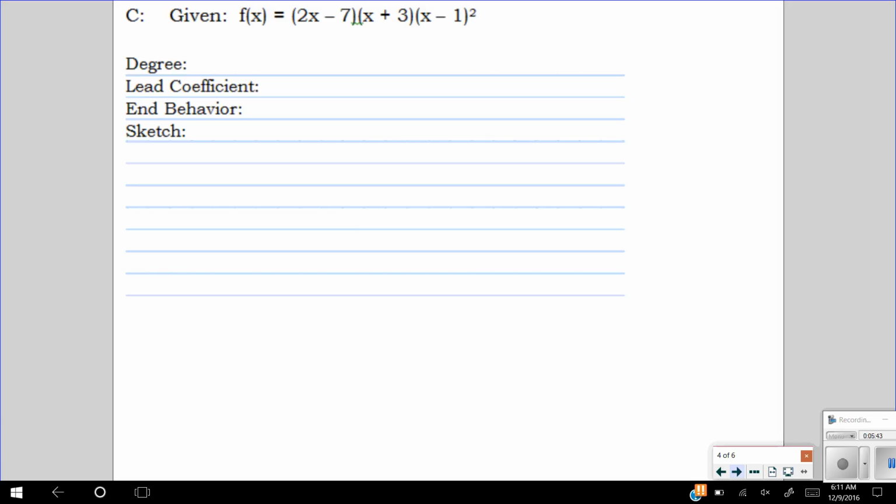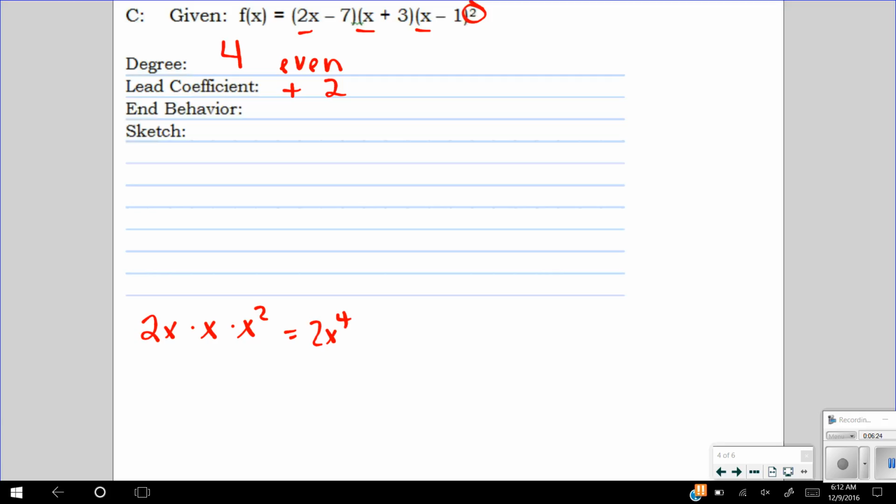Okay. In C, they've given us the function in factored form already, which is nice. So, in order to find degree and leading coefficient, I am going to multiply all the leading terms together. So we have 2x, x, and x squared. So 2x times x squared is 2x to the 4th. So that makes the degree 4, which is even. And that makes the leading coefficient +2.